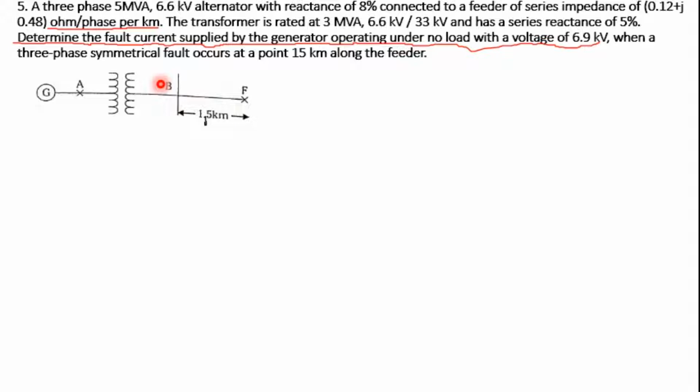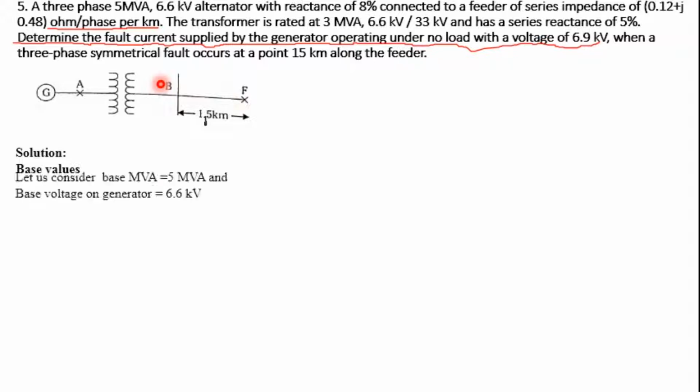First and foremost, we have to consider the base values. You have to remember that in this chapter we consider the highest MVA rating as the MVA base. The generator is 5 MVA and the transformer is 3 MVA. So we go for the generator, with a voltage of 6.6 kV on the generator side.